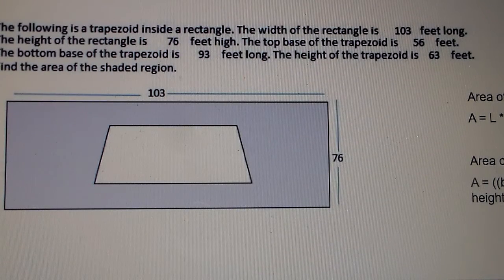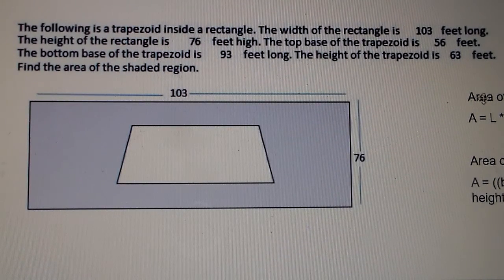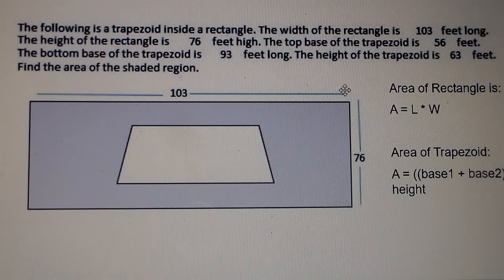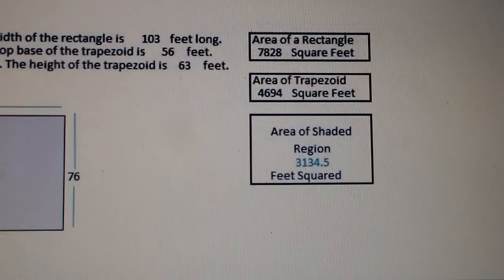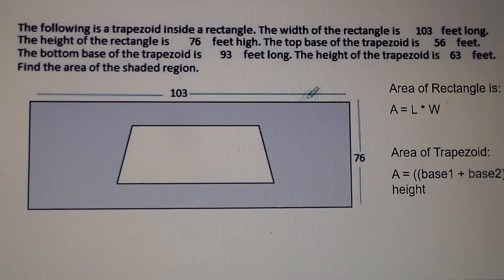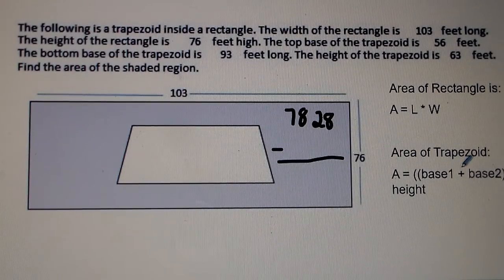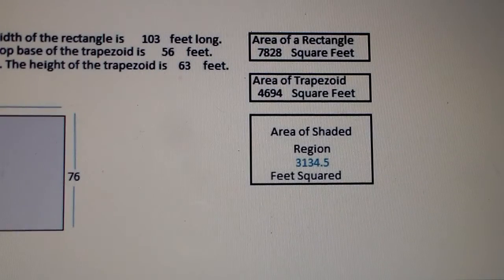Same story here. Just another rectangle and another trapezoid. Why don't you guys on your own find the area of the shaded region? See if you can do it. Hit the pause button. Alright, now that you hit the unpause button, area of a rectangle: 103 times 76, because that's length times width. That gets us a total of 7,828. Then we're going to subtract the area of the trapezoid, which is base 1 plus base 2 divided by 2 times the height. So 56 plus 93 divided by 2 multiplied by the height of 63. That's going to get us 4,694.